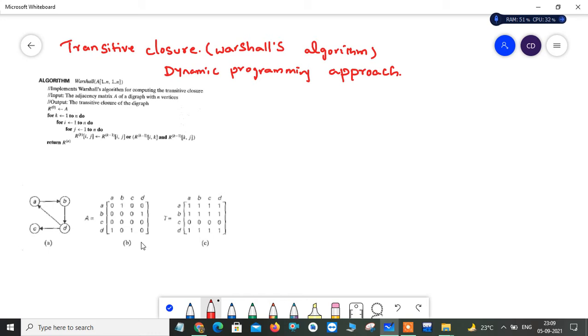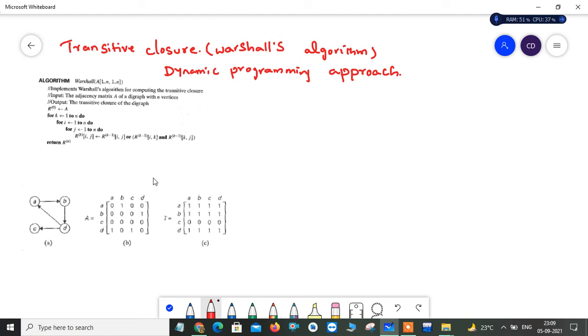And here we are taking adjacency matrix A of a digraph with n vertices as our input, and the expected output is the transitive closure of the digraph. So initially R of 0 is nothing but the adjacency matrix. The adjacency matrix formed by your graph is said to be R of 0.